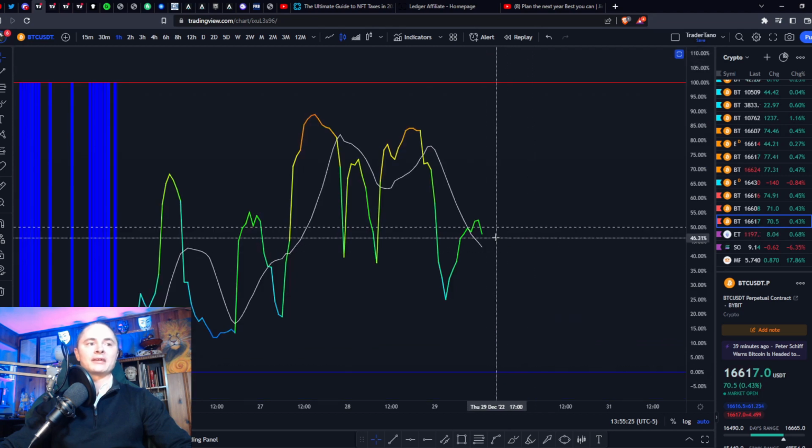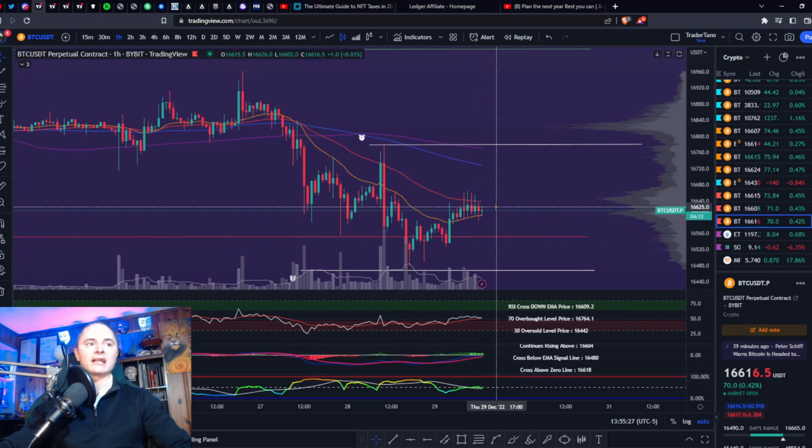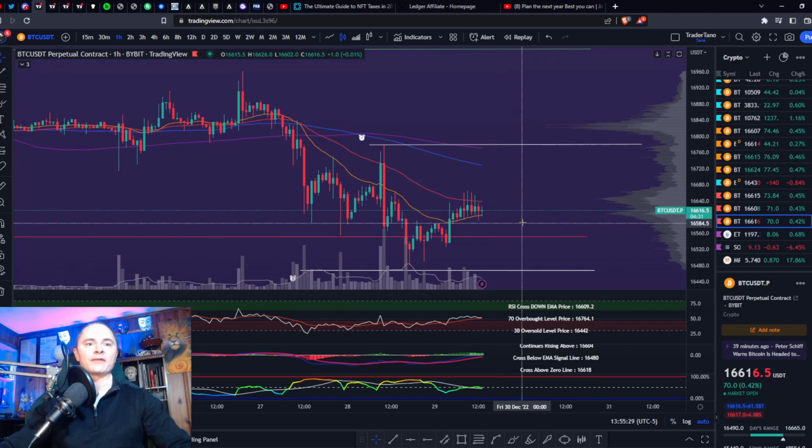And your BBWP is curling over. So like I said, we could consolidate here for a while, get squeezed in between these moving averages, and then break out one way or the other.